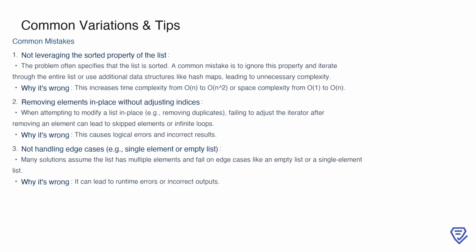Another frequent issue arises when removing elements in place. If you don't properly adjust indices after a removal, it can result in skipped elements or even infinite loops, causing logical errors. Lastly, overlooking edge cases like an empty list or a single element list can lead to runtime errors or incorrect outputs. Always account for these scenarios to ensure your solution is robust.